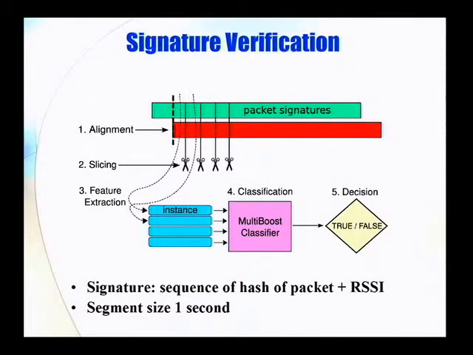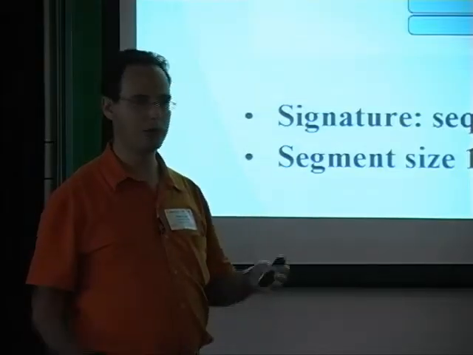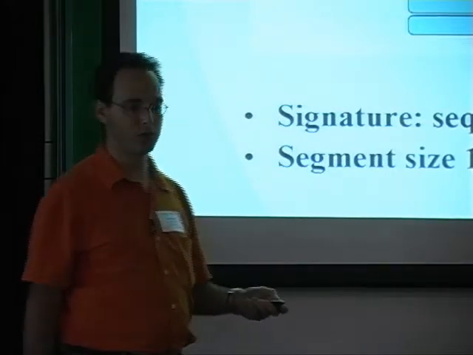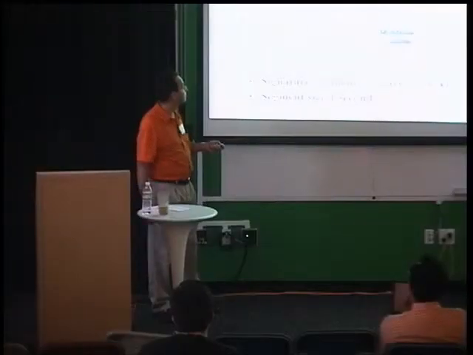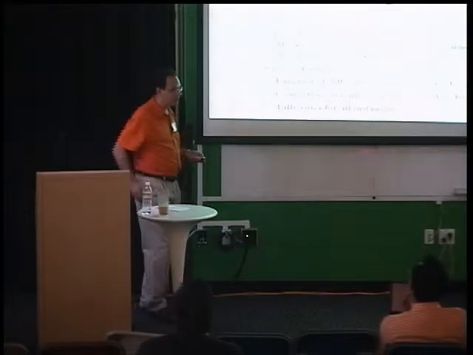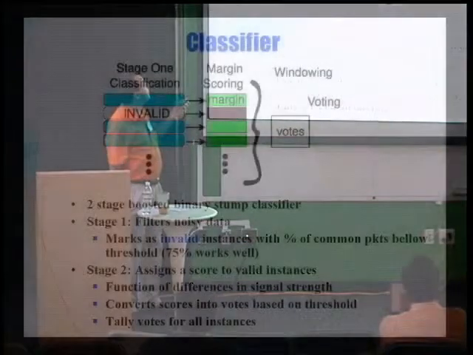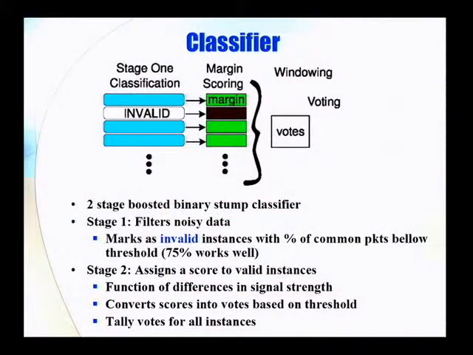We feed the set of instances through a classifier, and I'm going to describe how the classifier works in a minute. And the classifier tells us whether, based on comparing these two signatures, we are collocated, or the device that we're trying to attach to is actually far away. All right. So the input to the classifier is a bunch of instances, which is basically hashes of packets plus signal strength. And the classifier itself has two stages.